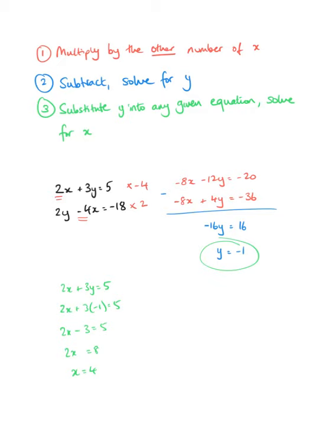So this method works when you have 2 equations and 2 unknowns or 2 variables, so maybe x and y are 2 different letters. If you have 3 equations and 3 unknowns, you do need a slightly different method that we might look at in a different video. But I hope that helps.